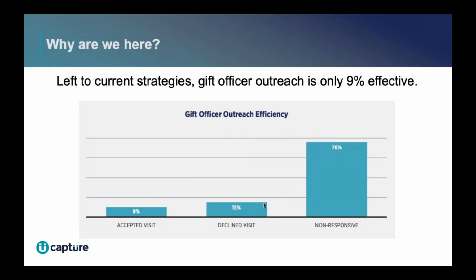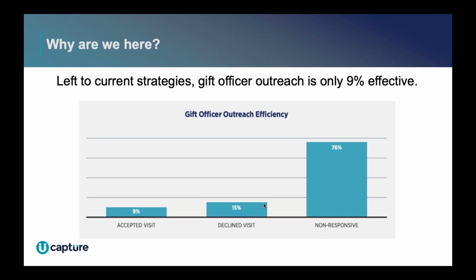One of the great examples that we have is a study that Capture was able to do with a leading state institution on gift officer outreach. Right now we know that using existing Affinity methods and existing methods to assign prospects to alumni, gift officer outreach is only 9% effective.